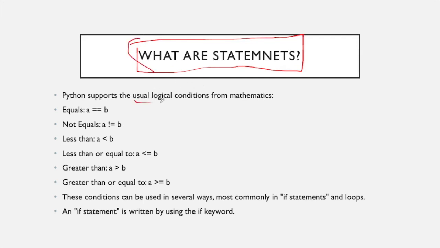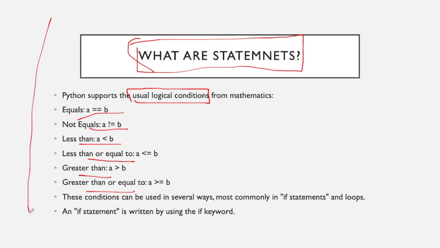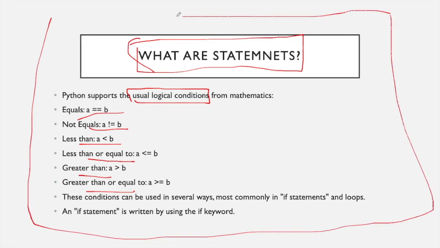Python supports the usual logical conditions from mathematics, like equals, not equals, less than, less than or equal to, greater than, greater than or equal to. I don't want to make a whole video on this because it's too simple. You can take a screenshot of this so that you can remember it and revise it, or if you're still not understanding it, just search it on Google. But this is too simple of a topic to require a video.